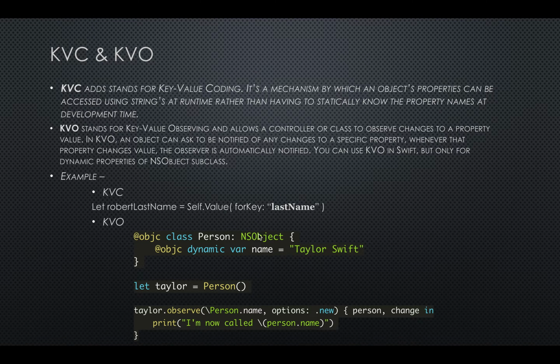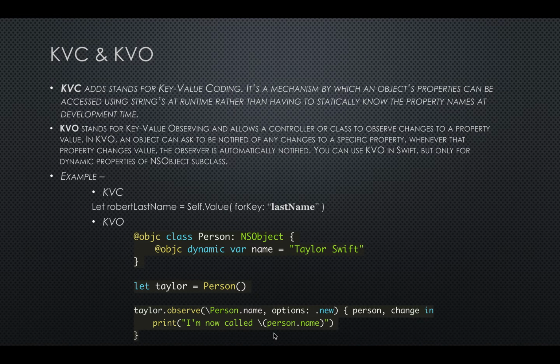So, class NSObject, conforming to NSObject, and in that I have written a dynamic property, var name = Taylor Swift. On this I can perform KVO because it's a dynamic property. And I can write like this: taylor.observe(person.name, options: new or old). You have two options, new or old, and then person, change.